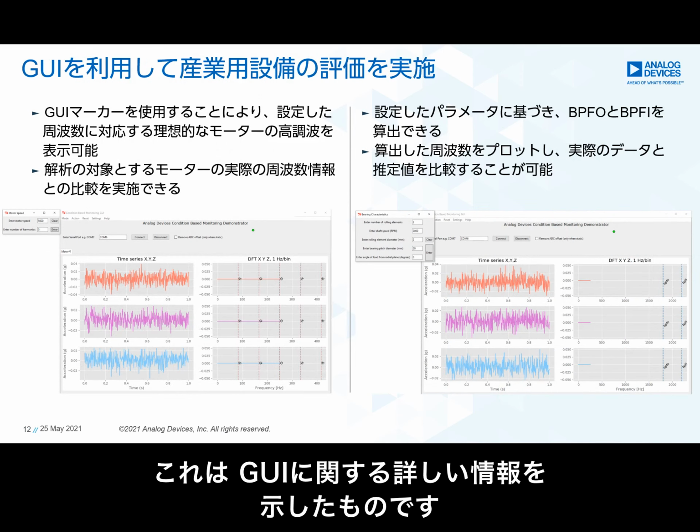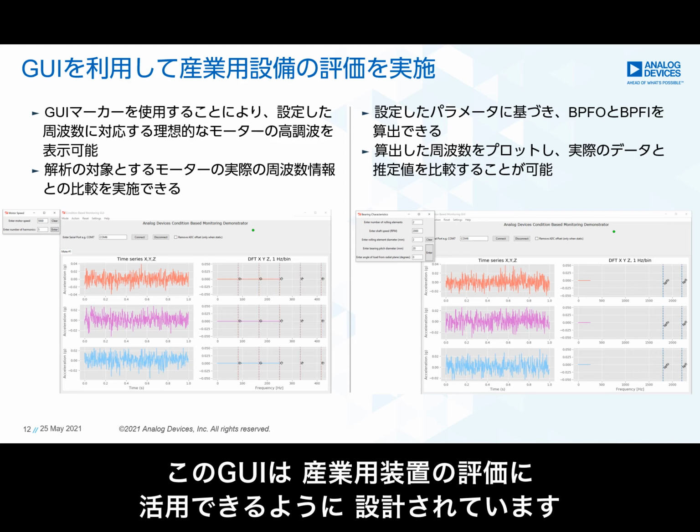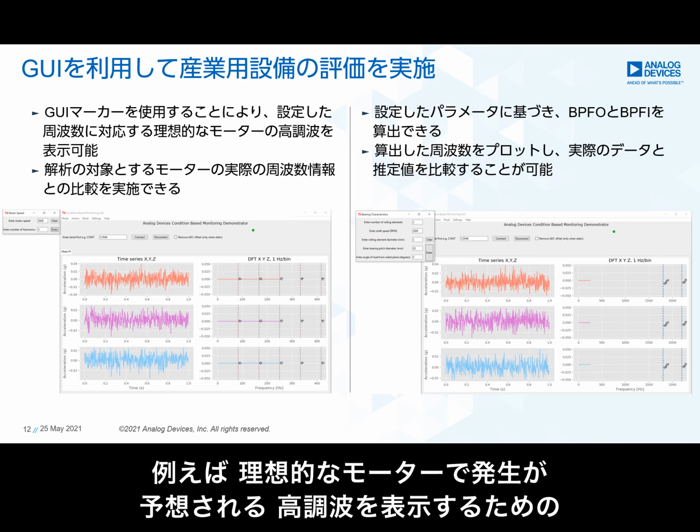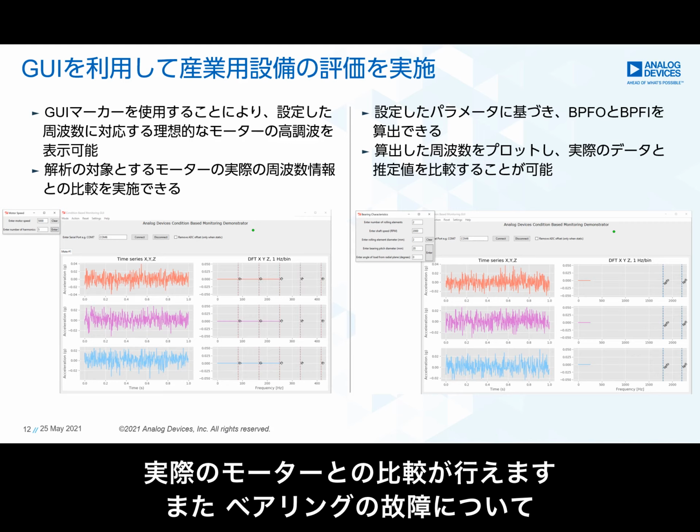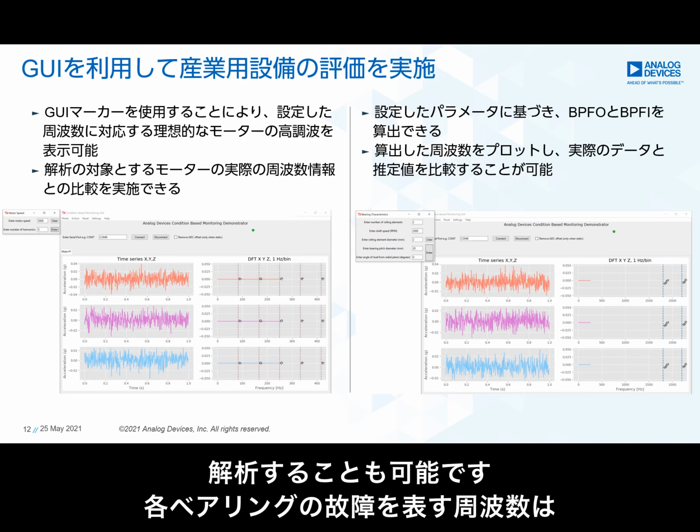This slide provides some more information on the GUI, which enables evaluation of real industrial equipment. The GUI provides some useful markers for displaying the expected harmonics of an ideal motor, which can be used to compare to the real motor being analyzed. The GUI can also be used to analyze bearing defects.